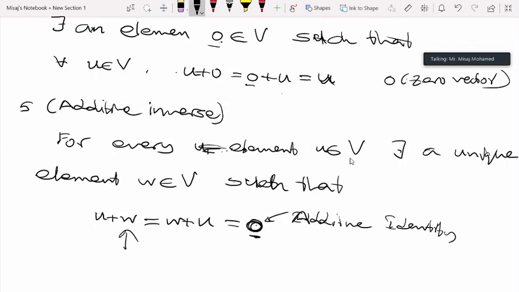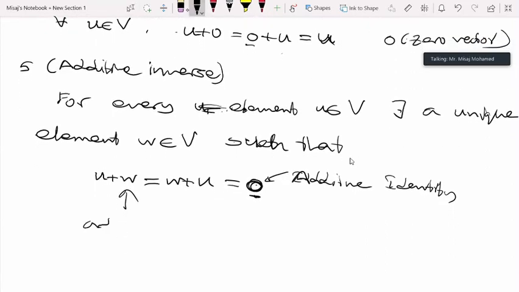This is called additive inverse. So W is an inverse of U, U is an inverse of W, vice versa. U is an additive inverse of W, and W is an additive inverse of U.